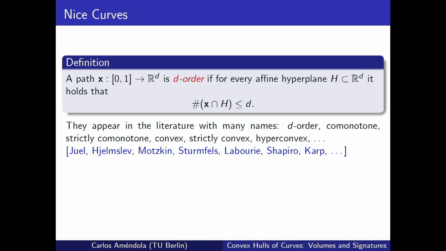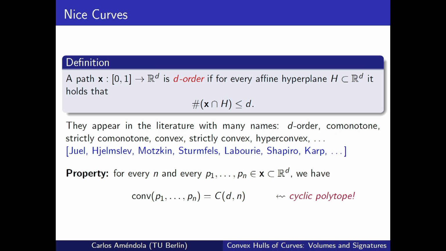And I said there are many names. This is also known as comonotone, strictly comonotone, convex, strictly convex, hyperconvex. All refer to this, and these are some authors that have used these curves. The name d-order we took from Bernd. And well, one of the nice properties that connects to discrete geometry is that if you take a convex hull of points on such a curve, you're going to get a so-called cyclic polytope.